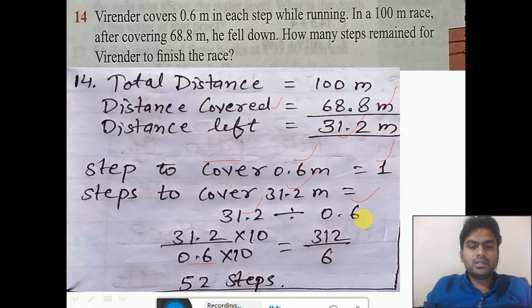So 6 1 is 6, and then 6 5 is 30. 1 left. 6 2 is 12. 52 steps he will finish the race.